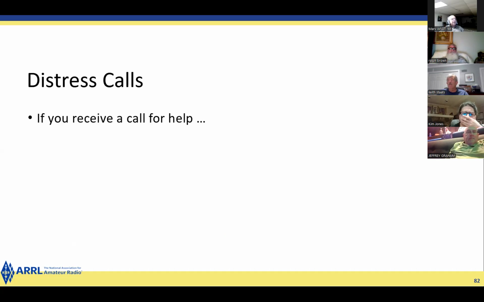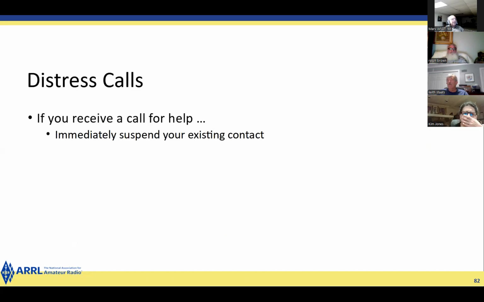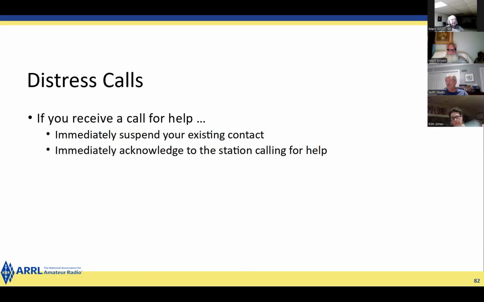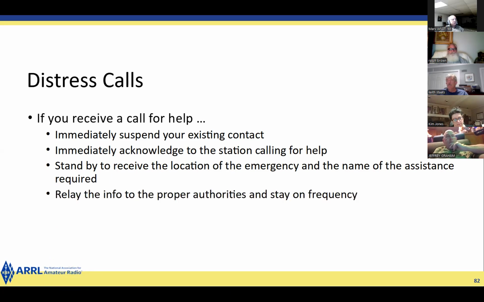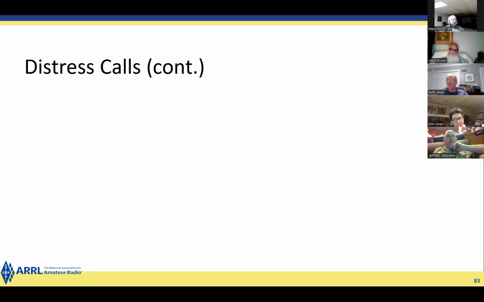So in a distress call situation, if you receive a call for help, you immediately suspend whatever you're doing and you answer and handle that call for help. That makes sense. So you stand by to receive the location of the emergency and the nature of the assistance required. And you do what you can. You either relay the information to the proper authorities, and you stay on frequency.